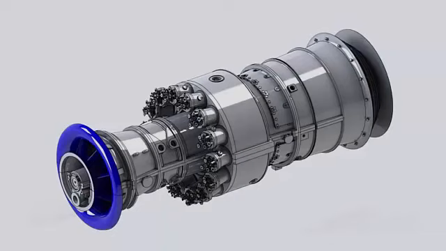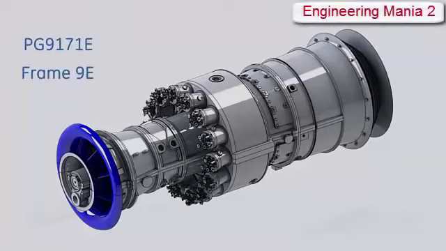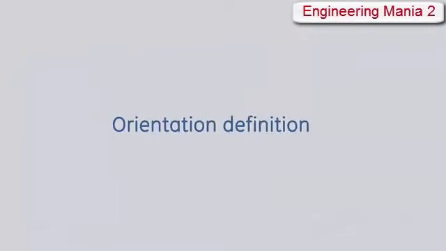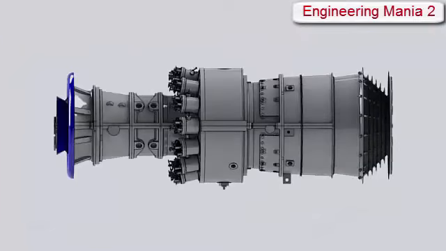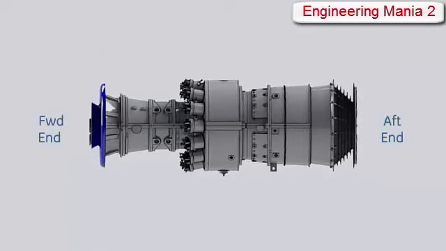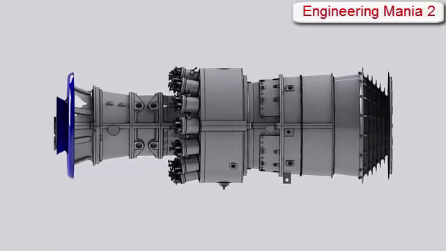This gas turbine is also known as PG9171E or Frame 9E. Throughout this video, the air inlet of the gas turbine is considered to be the forward end, and the gas's exit is to be the aft end. The forward and the aft of each individual component are defined in the same manner.